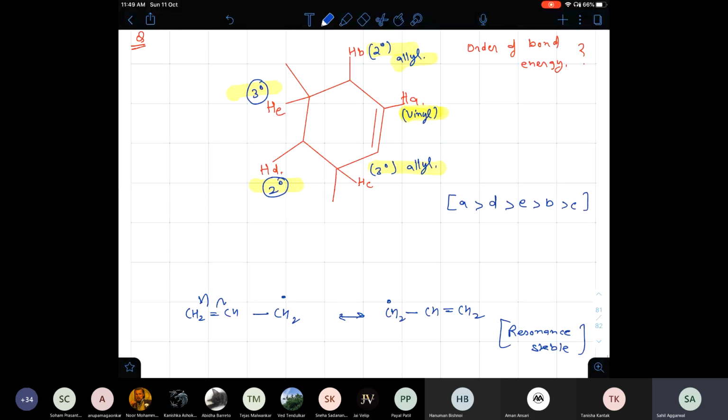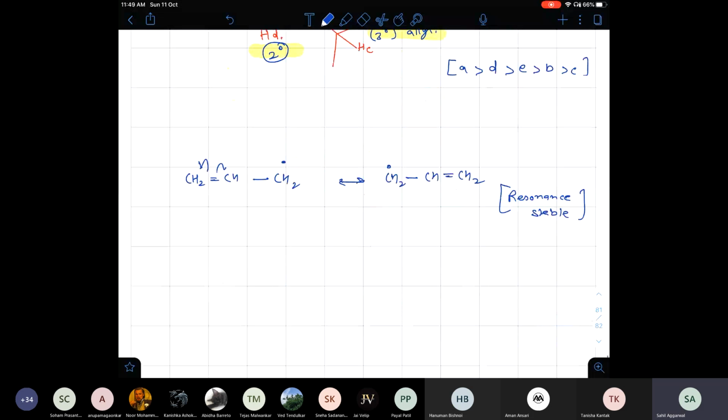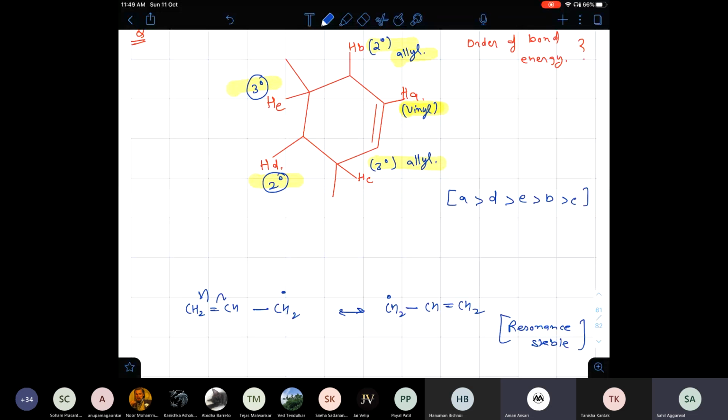There can be confusion between vinyl and allyl. In vinyl, the free radical is on the double bond, and in allyl, the free radical is adjacent to the double bond. Understood? Sir, repeat what you said. I said in case of vinyl, free radical is on the double bond; in case of allyl, free radical is adjacent to the double bond. That's what it says. Okay, Aman. Yes sir, understood.